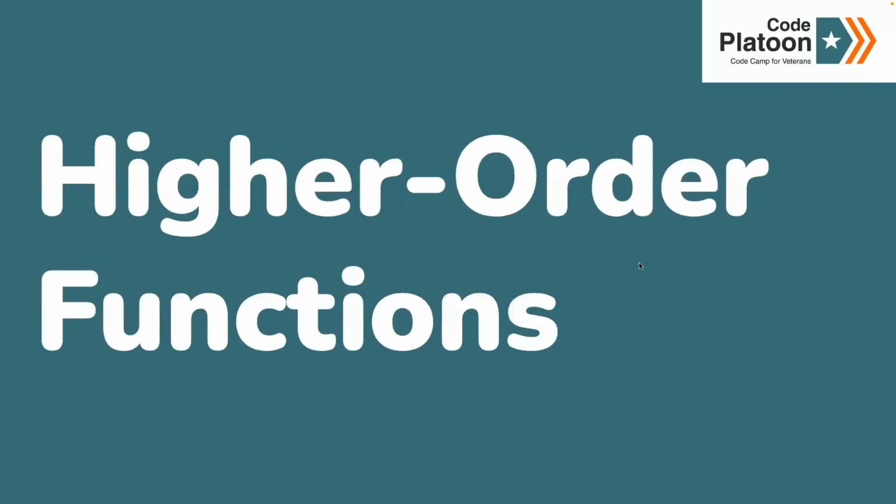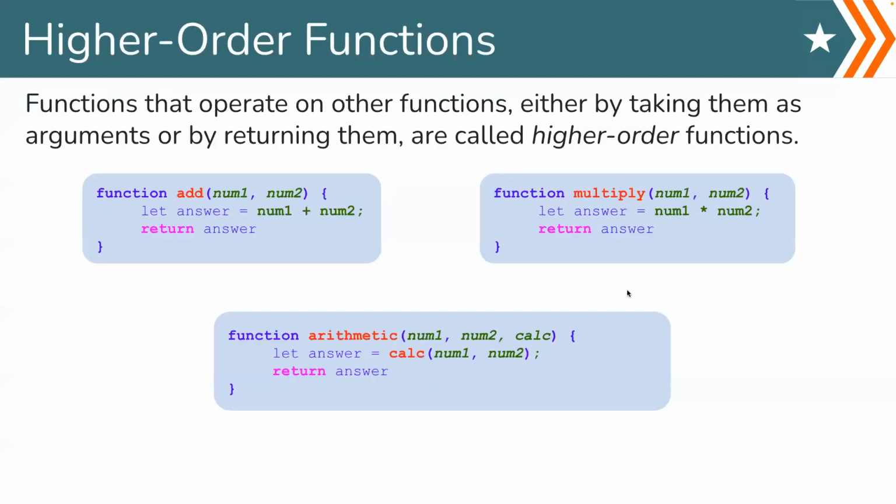Today we're going to be going over higher order functions. So now we're starting to go a little bit more in the weeds of Python and algorithms, and we're going to start talking about creating functions inside of functions or passing functions into a function as a parameter. Functions that operate on other functions, either by taking them as arguments or by returning them, are called higher order functions.